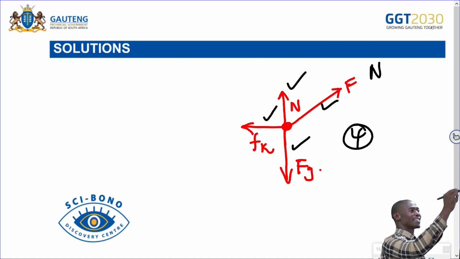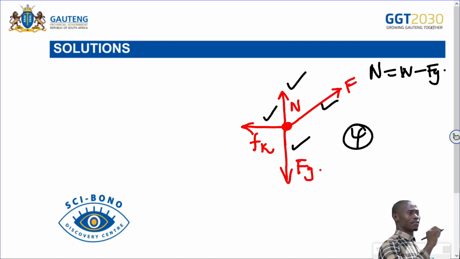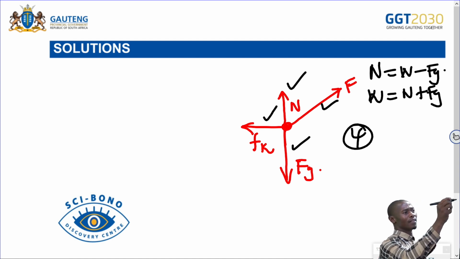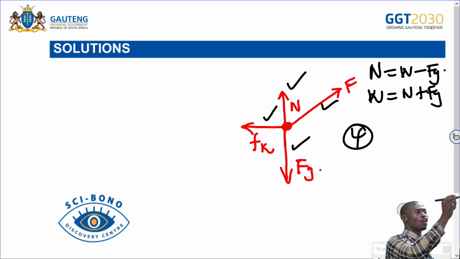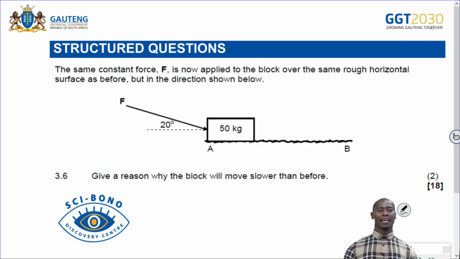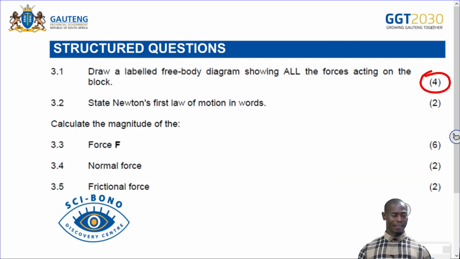So your normal force in this case will be equal to weight minus what? Fy. You see? Then if normal force is weight minus Fy, it means that weight will be normal force plus Fy. I hope you can see the difference between the two. So it means that your normal force will be less than your what? Your Fg. Right. Those are some of the things that you need to be careful about. But the total number of forces here, there are 4. All right. Then let's go back and see what more they are looking for.